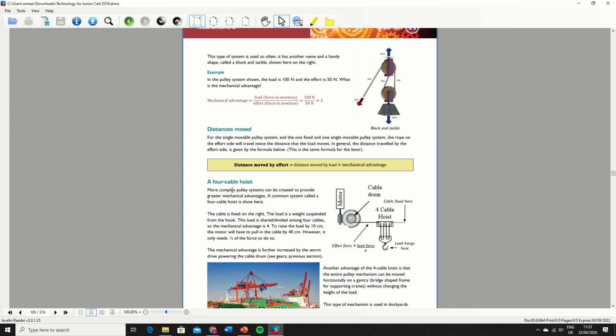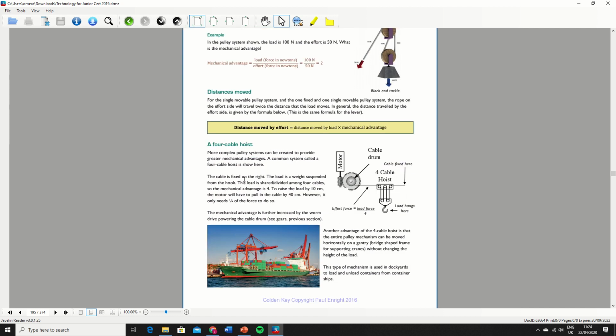More complex pulley systems can be created to provide greater mechanical advantages. A common system called a 4 cable hoist is shown here. The cable is fixed on the right, so you can see over here that our cable is fixed here. A load, which is a weight, is suspended from the hook. So you can see here that our load is suspended from here. The load is shared or divided among 4 cables. So if it's divided among 4 cables, that means the mechanical advantage is 4.